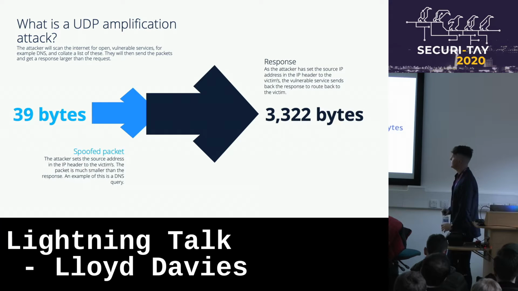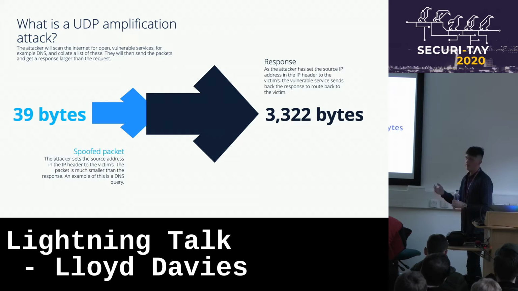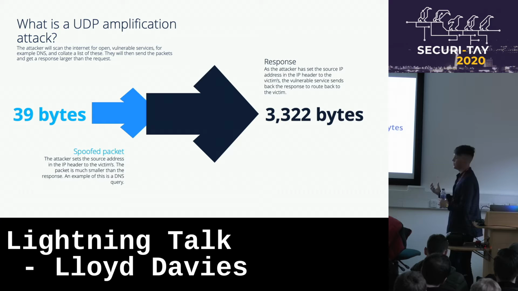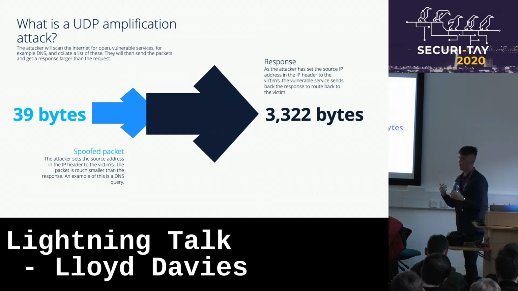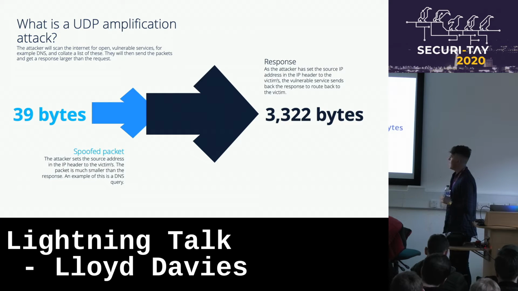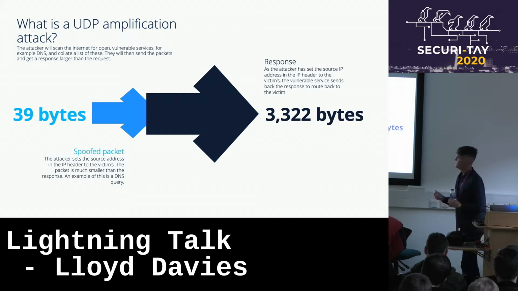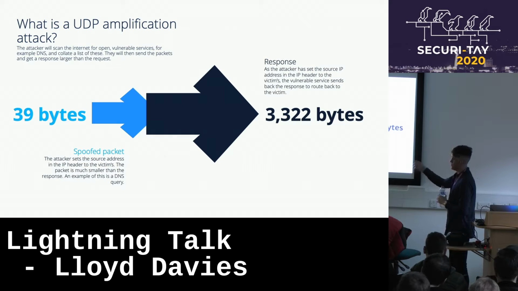That's a massive response. If you can scrape the IP addresses, and they return a massive amount of data, you can exploit that. So an attacker, for example, scans the internet for all the vulnerable DNS services, filters by biggest packet size, and then can exploit that. If the attacker spoofs the IP address, the response will come back to the victim. It obviously won't route back to the attacker. So yeah, that's when it becomes a massive issue.